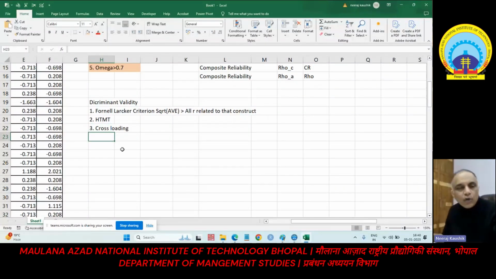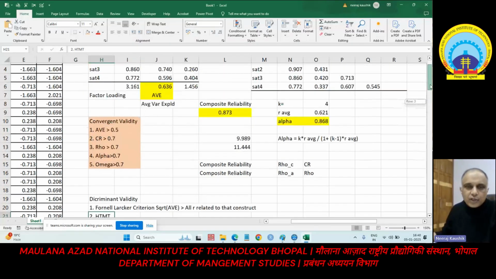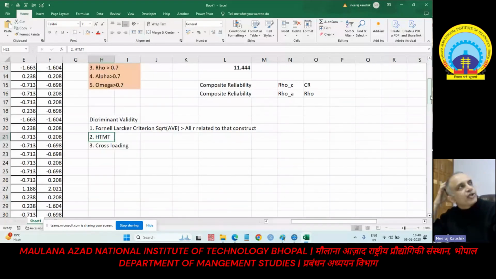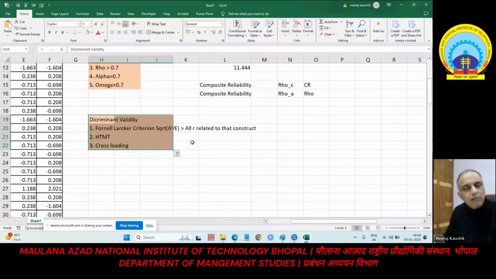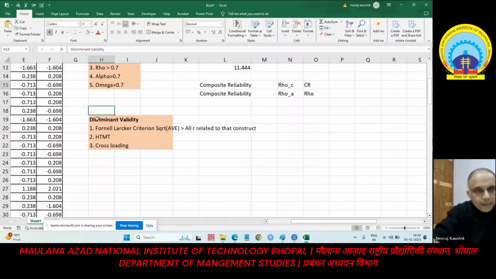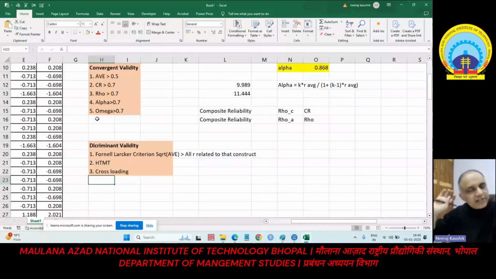Let me tell you about the HTMT, how to compute the HTMT, because last year in Delhi University... yes, please, any questions? Sir, just a very basic thing: in case we are going for a higher order construct, will the threshold for discriminant validity be different for lower order and higher order? Same. Exactly the same. Thank you, sir. Okay, let's see what is HTMT.